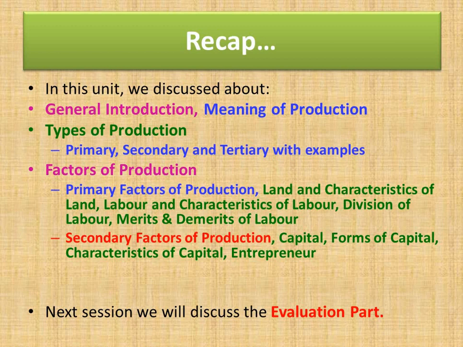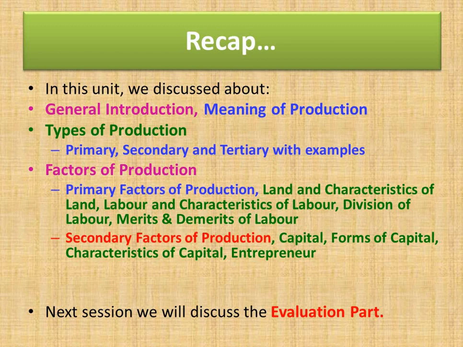We also learned the factors of production. The primary factors of production are land and labor, and the secondary factors are capital and entrepreneur or organization. The primary factors are land. We also learned about the characteristics of land. The human input that we put into the production process is called labor. We also learned about the characteristics of labor.